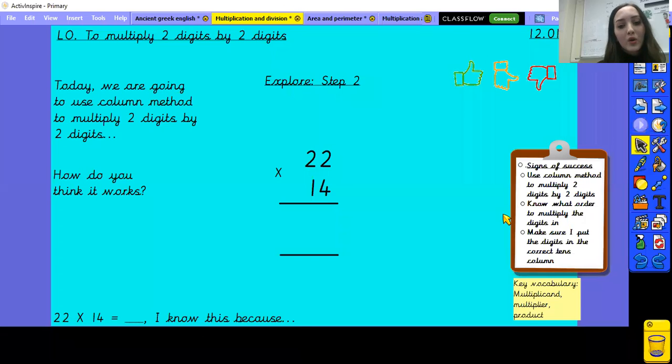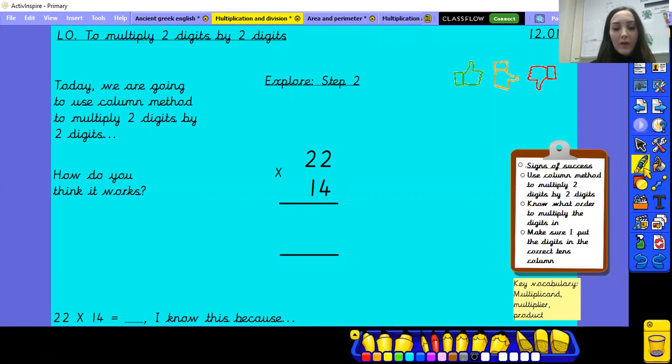Okay, so I'm just going to talk you through how it works before you do any on your own. So like always, we start with the ones column, and here I'm going to multiply 4 by 2, which is 8. I'm going to write 8 here in the ones column. And next I'm going to do 4 times 2 here, which is also 8. So I'm going to put another 8 in the tens column.